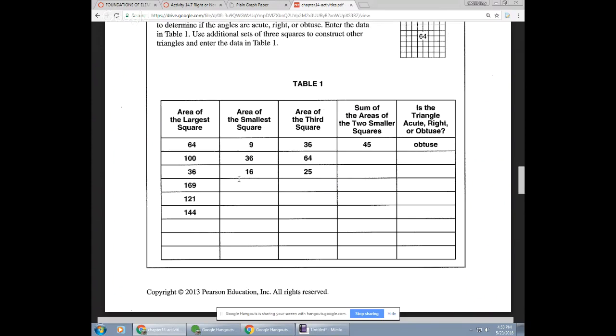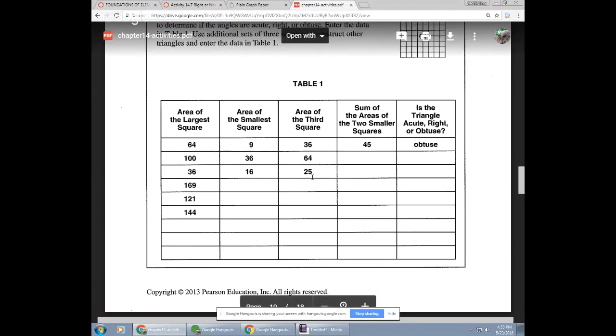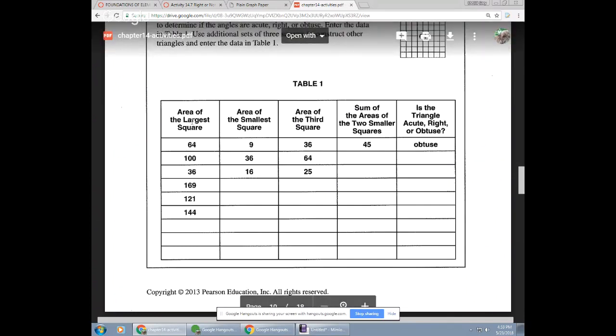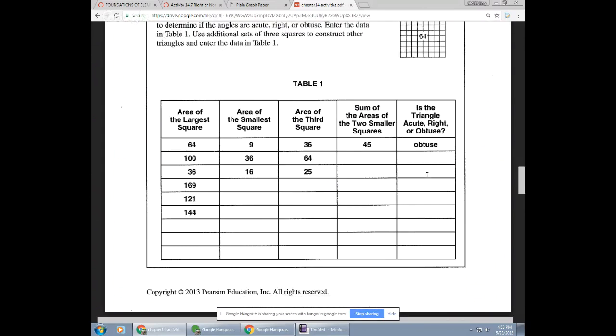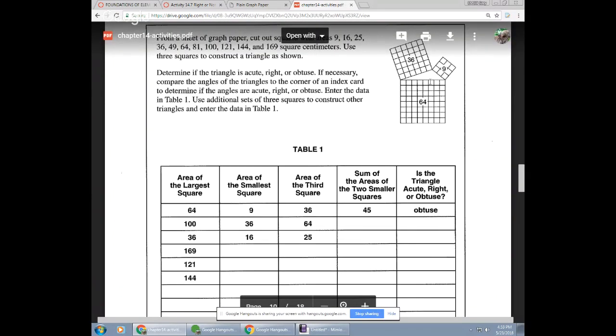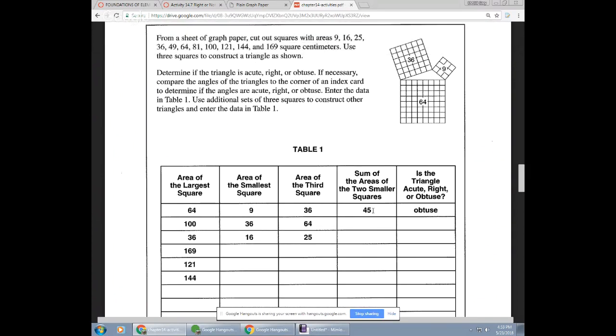Write down the area of the largest square, the area of the smallest square, and the area of the third square. What do these two add up to, the smallest and the third, in terms of their squares? And then also observation, the angle that's opposite the longest or largest square, what kind of angle is it? Is it obtuse? Is it right? Is it acute? So, for example, they have one right here, and when I put those together, I have an obtuse angle. 9 plus 36 is 45, compared to the 64 square on the other side. I end up with an obtuse angle.